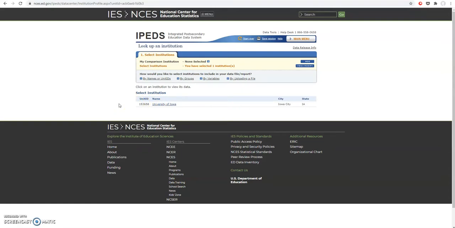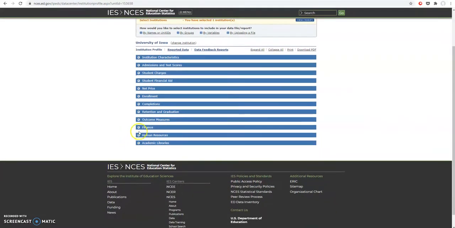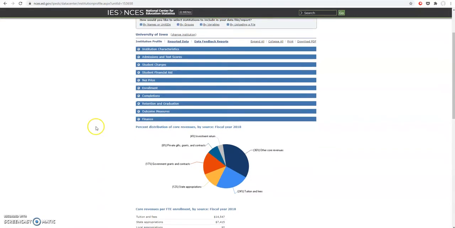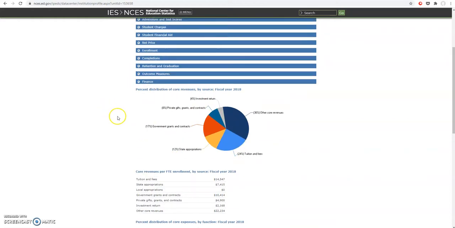So this takes you to the University of Iowa's page. And if you click on institutional profile, it takes you to a whole host of information. So for example, let's look under finance. This is data on where the university's revenues are distributed, or where the revenues come from. So, tuition and fees, grants, investment returns, and so on.